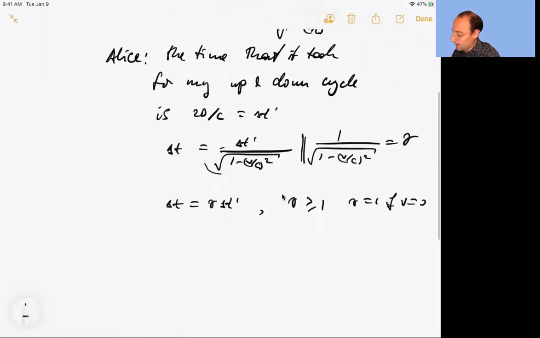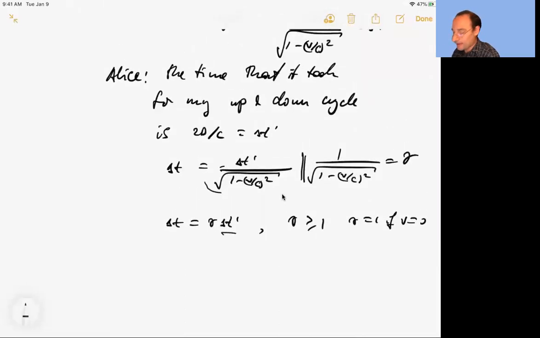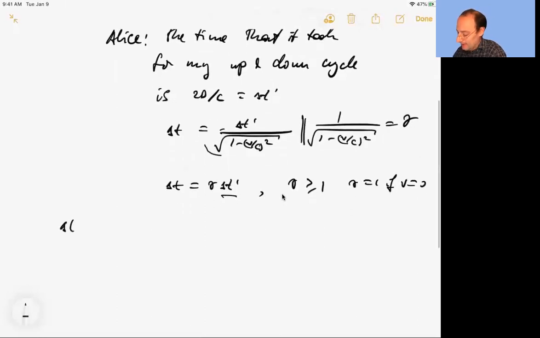So if it took 1 trillion cycles for Alice, so delta t prime in the number of cycles is 1 trillion, in Bob's clock the time that it took for Alice to eat a sandwich was maybe 1.5 trillion cycles. So it doesn't have to be just one cycle. Let's remind ourselves what exactly delta t and delta t prime are. Delta t prime equals the time between two events in a frame in which those two events took place at the same location.